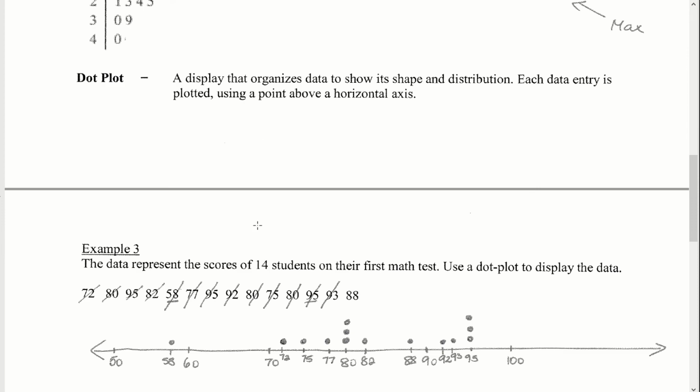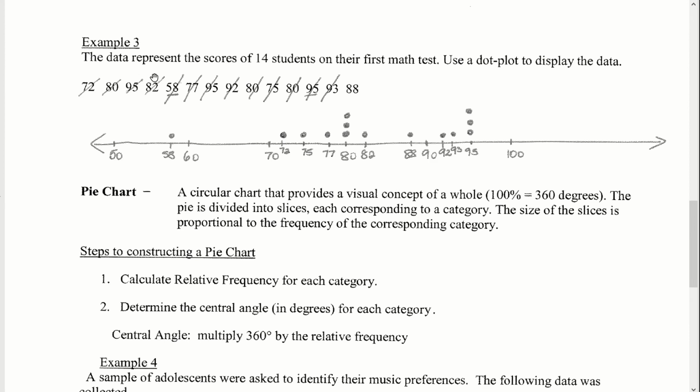The next type of diagram we're going to look at is what's called a dot plot. A dot plot is another visual way that allows us to see the shape of the distribution. Here, each data value is plotted above a number line on a horizontal axis. For example, let's suppose we have the scores of 14 students on their math test, and they ask us to use a dot plot to display the data.